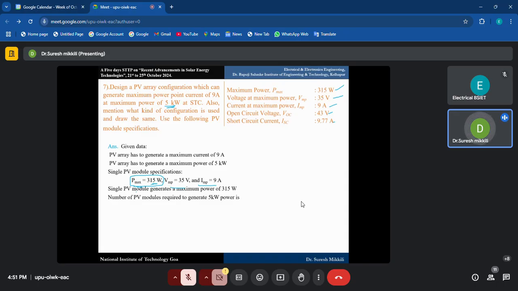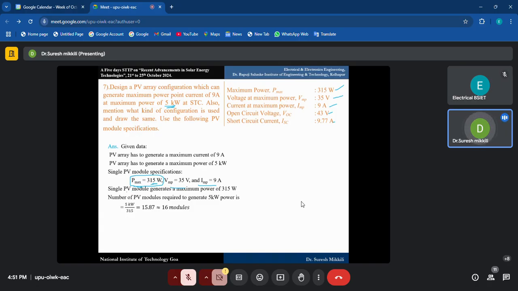With one module 315 watt I am generating, and with all the modules I want 5 kilowatt. So the number of modules required will be how much? Total power by one module power. 16 almost. Yes, 5 kilowatt by 315 watt is 16 modules required.